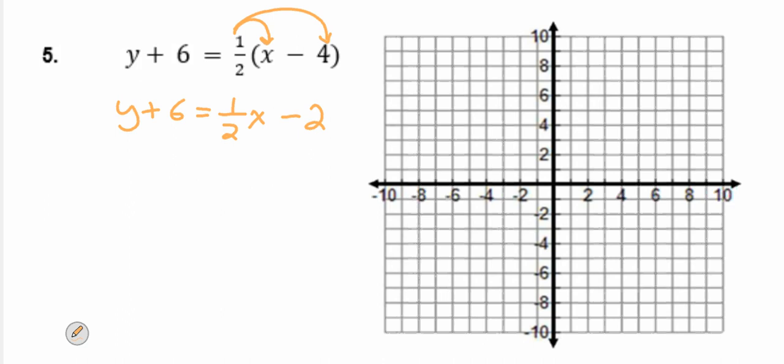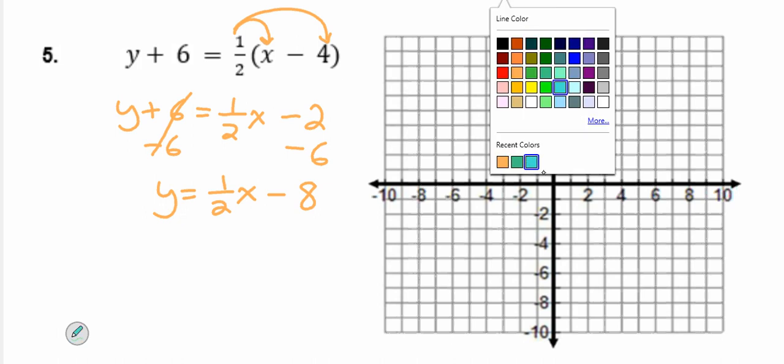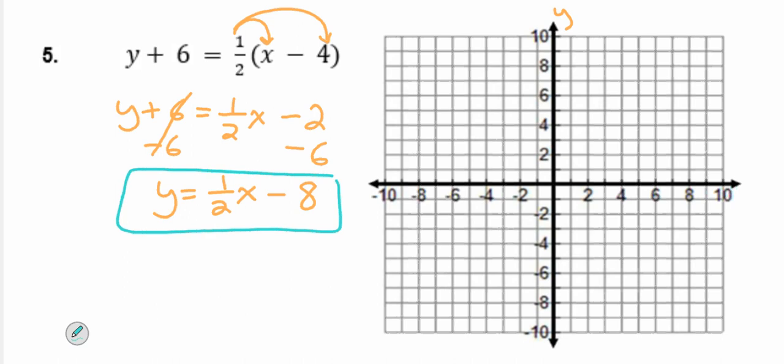All right, we're almost there. I just got to get rid of this positive 6, so I'm going to subtract it on both sides. I get y equals 1/2 x, and I'm not subtracting anything from the 1/2 x. I'm subtracting 6 from the negative 2. Negative 2 minus 6 is negative 8. See how this form right here is just so much better, isn't it? Because now we know where our y-intercept is and what our slope is. Once again, we just had to distribute and bring that 6 over.